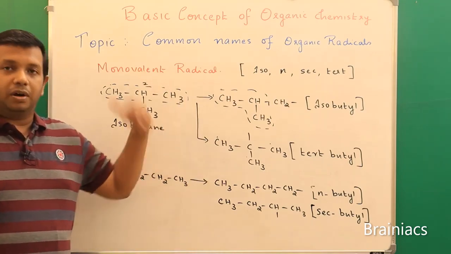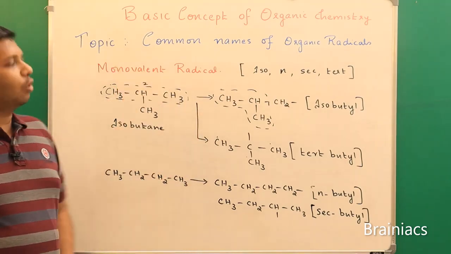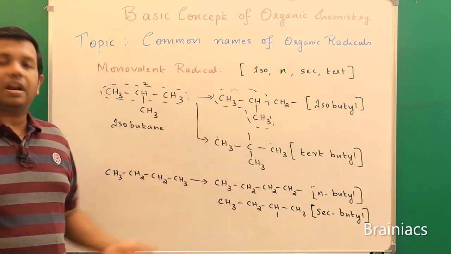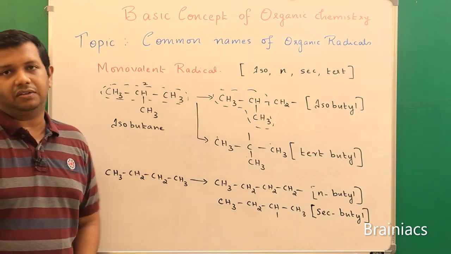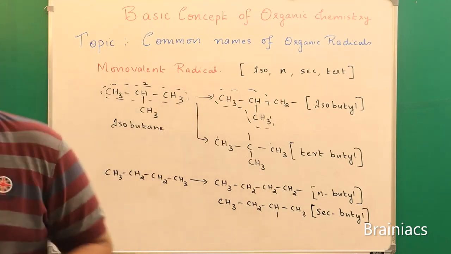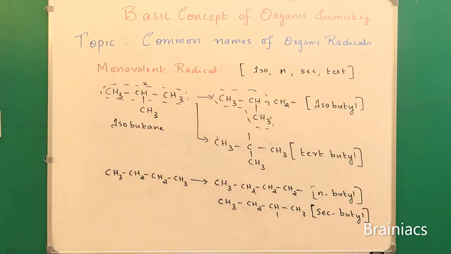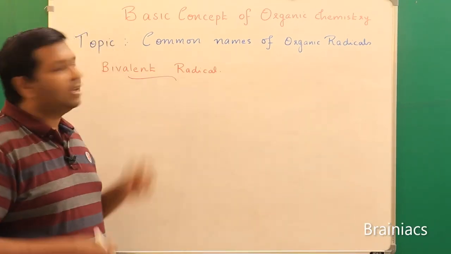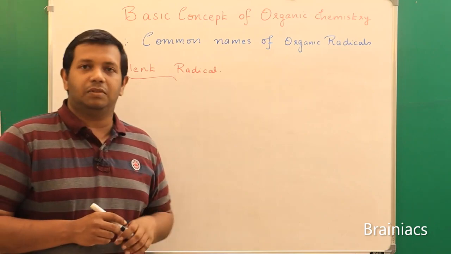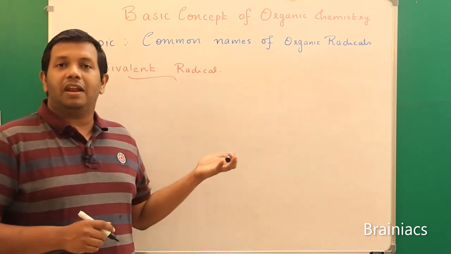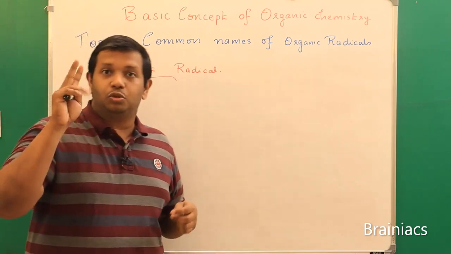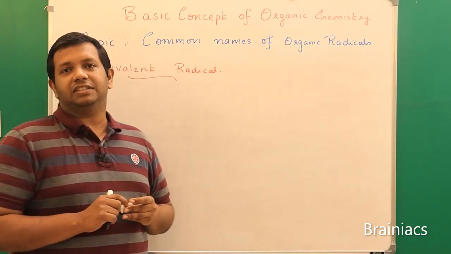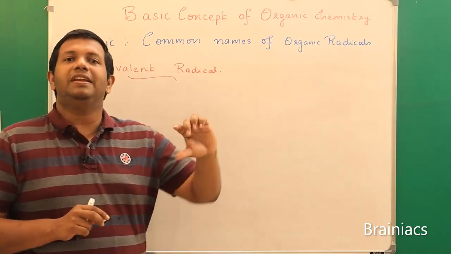So I hope you understood the naming for monovalent radicals. Up to butane we have tried to understand, and next we will try to see bivalent radicals and examples for that. When I go to bivalent radicals, you can remove 2 hydrogens, correct? Based on where these hydrogens are removed from, it will be named accordingly.